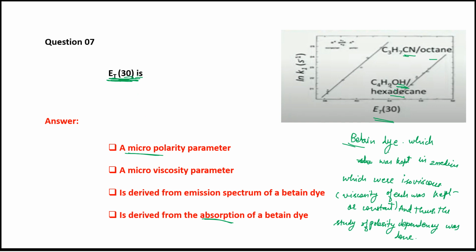So just for the information, this is the direct answer. ET30 is a micropolarity factor that is derived from the absorption of the betaine dye, which is in the range of 300 nanometer. Now if you have any doubt in this question, just ask, or else we'll go to the next question.